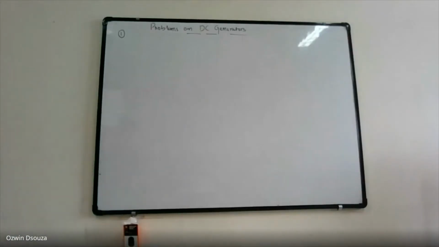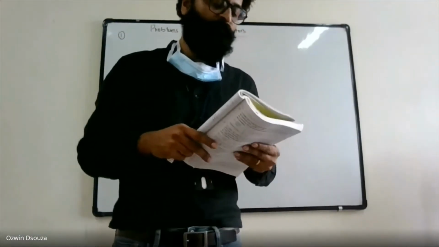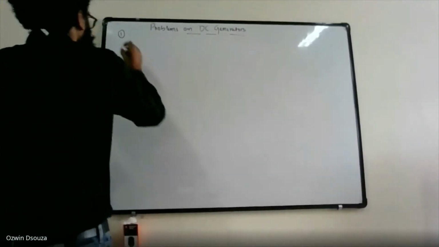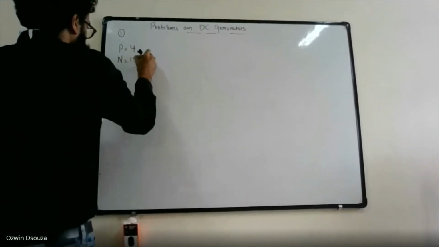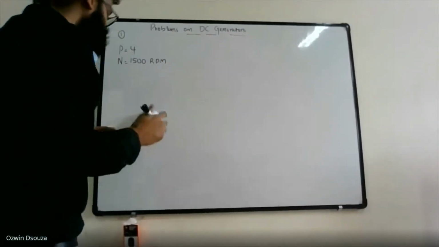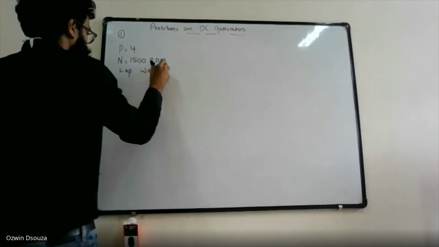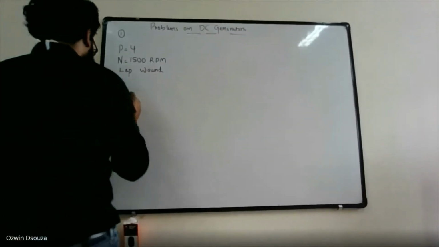All right. So first problem you consider a four pole, 1500 rpm DC generator has a lap wound armature winding having 32 slots and 8 conductors per slot.